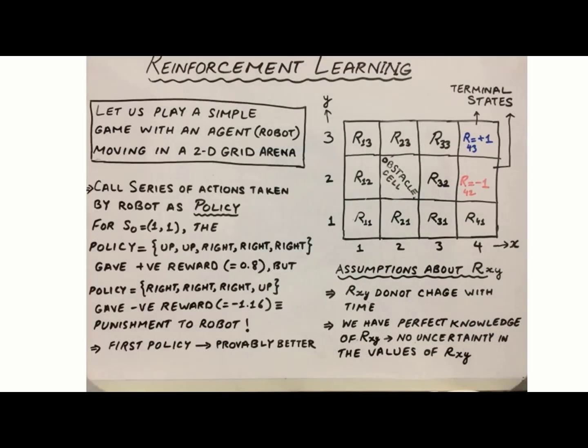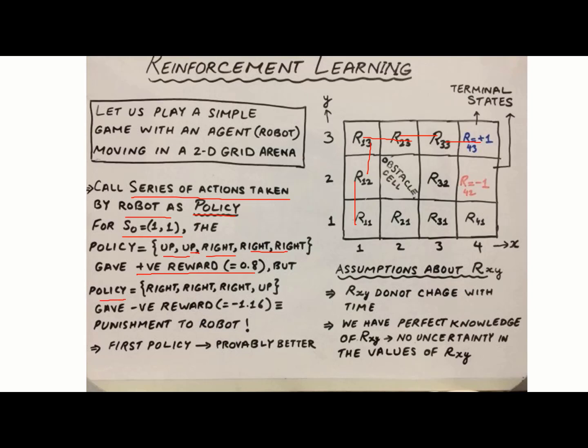Let us define a term called policy. A policy is a series of actions taken by a robot. If a robot starts in the initial state 1, 1, then we saw in the previous 2 examples, in the first case the robot moved up, and then it goes up again, and then it turned right, and again it moved right to reach the terminal state, and it gave a positive reward of plus 0.8.